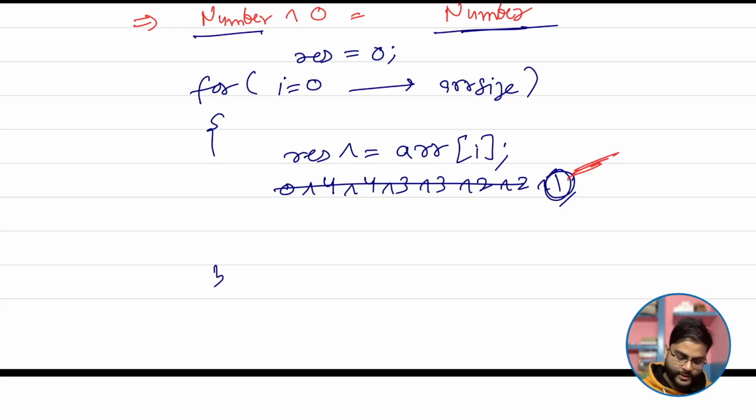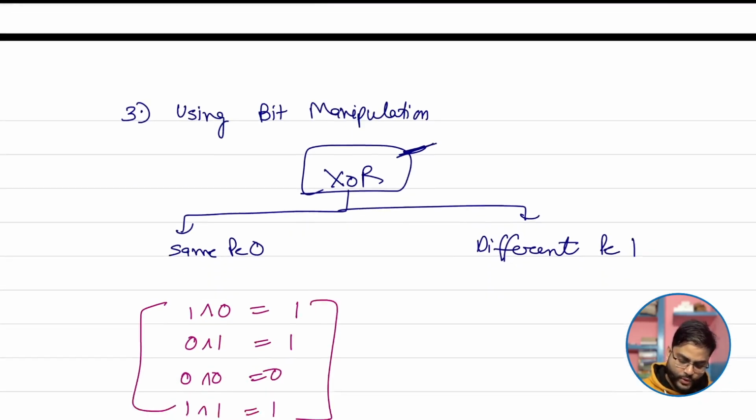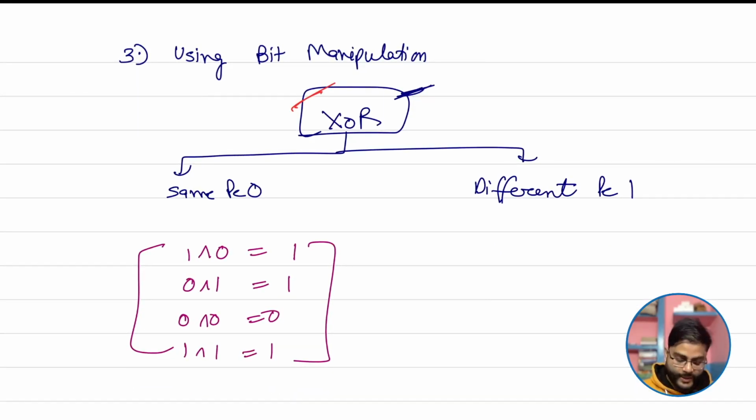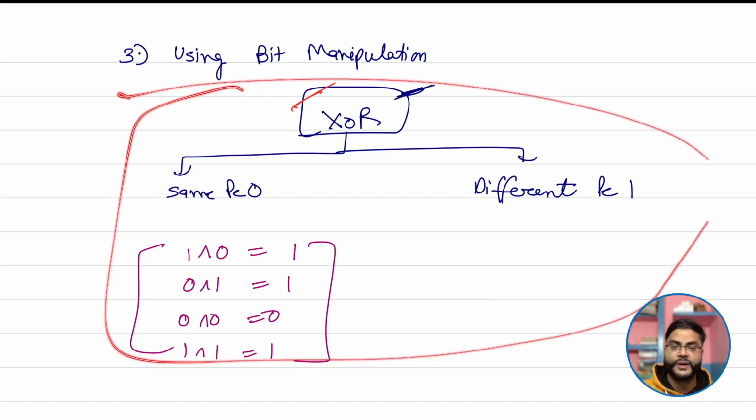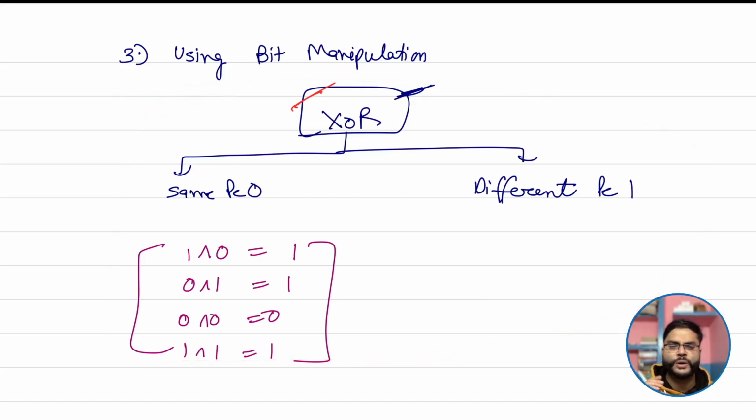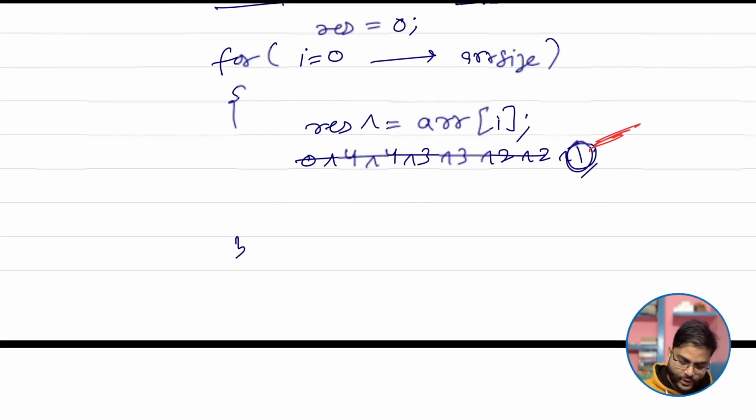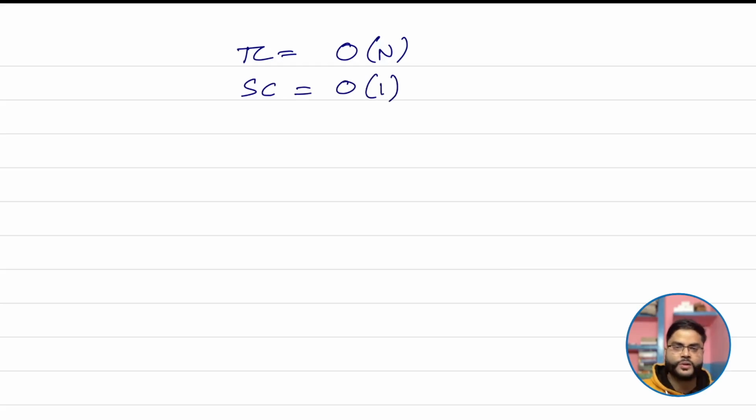Now I hope you learned how XOR is working. XOR is this much only. If you understand this carefully, you will solve a lot of XOR problems by yourself. So this is our third approach. Now what will be the time and space complexity? We are traversing the array once, so the time complexity will be order of n only. We are taking one variable result, which is constant, so the space complexity will be order of 1 only.